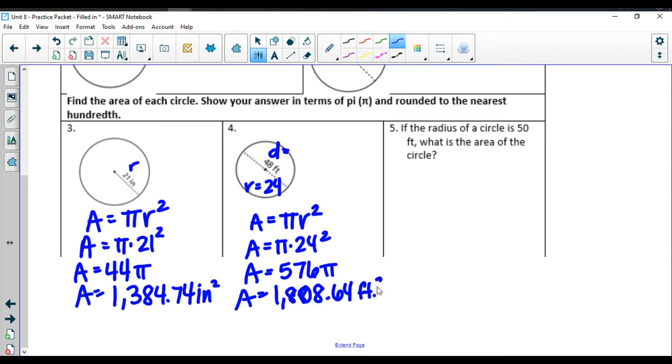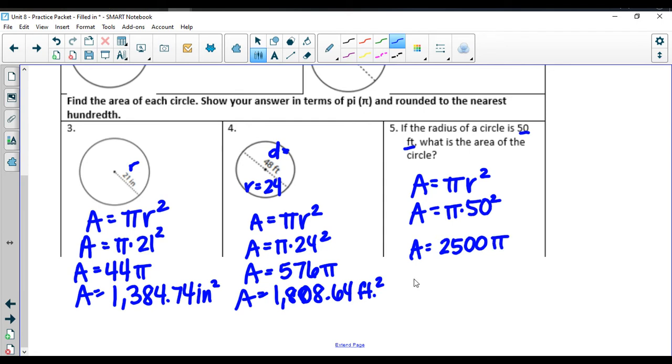And if we go ahead and multiply that by 3.14, we get 1,808.64 feet squared. This next one, the radius of a circle is 50 feet. What is the area? Area is pi r squared. Radius is 50, so we're going to put that in here. And 50 squared is going to give me 2,500 pi. So then 2,500 times 3.14, area would be 7,850 feet squared for this one.